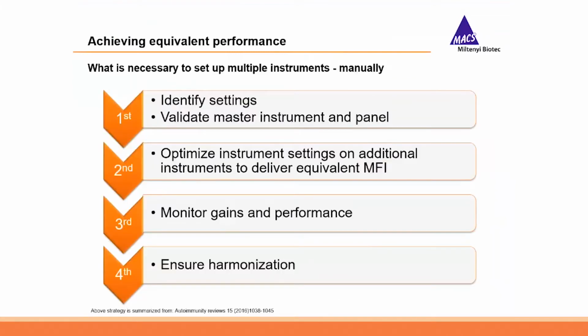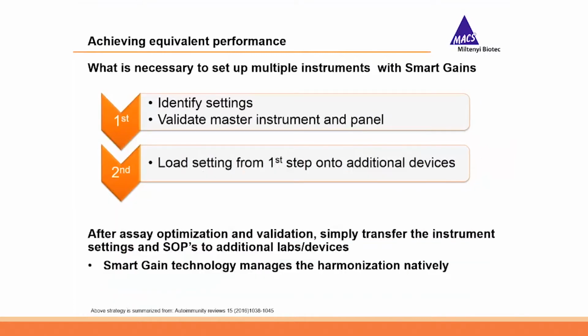And so earlier we talked about this strategy, and you might remember this slide, of identifying the settings and validating them, and then having to go through the optimization process on other instruments, and then the need to really monitor and ensure that performance over a long period of time. What this looks like in the context of Smart Gains is, of course, you still will need to go through the identification and validation process, but then you'll simply load the instrument setting on the additional device. After assay optimization and validation, it's a simple transfer. So Smart Gain technology really manages that harmonization natively.